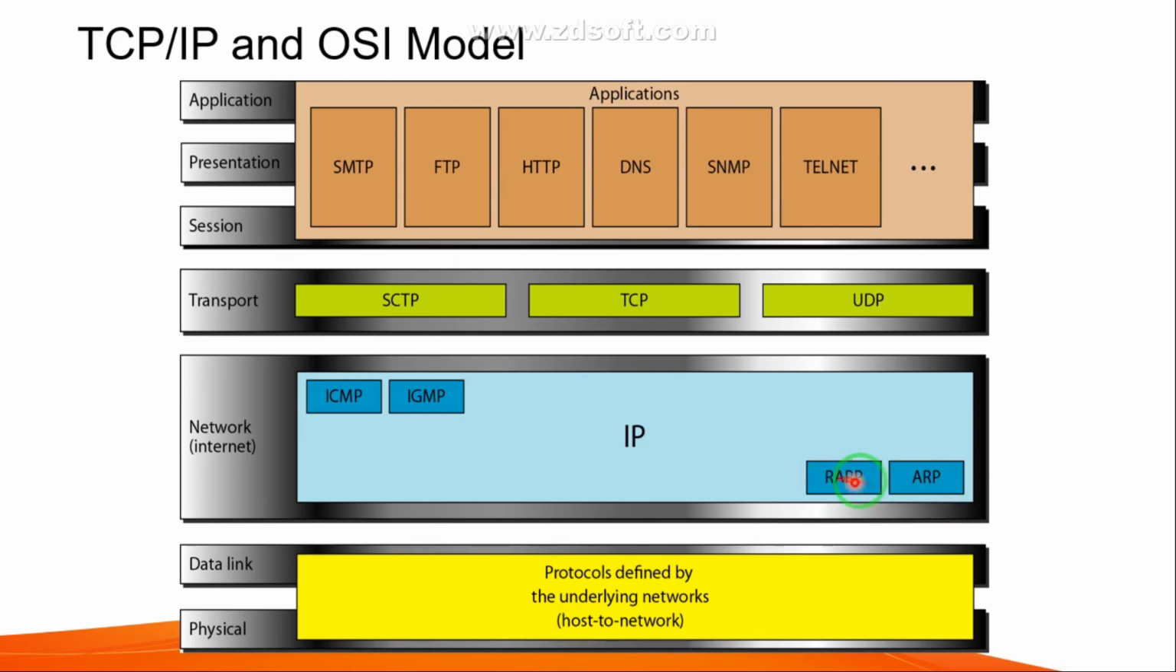And reverse ARP. The next layer is called the transport layer. The logical connection at the transport layer is also end to end.